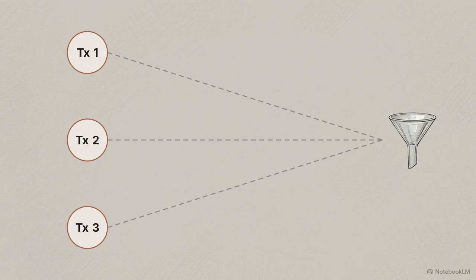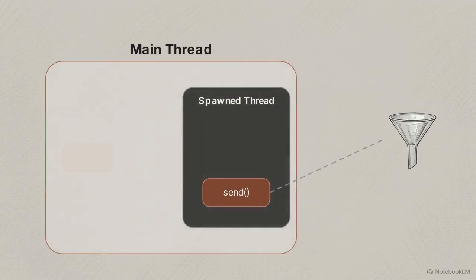To push data down this pipeline, we call the send method on the transmitter. But to execute this inside a spawned thread, we must explicitly use the move keyword on the closure, drawing the target variable into the thread's environment. The immediate consequence is that send takes absolute ownership of the value. Once the data enters the pipeline, it belongs to the receiving thread.